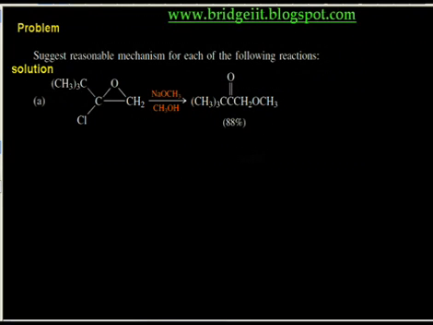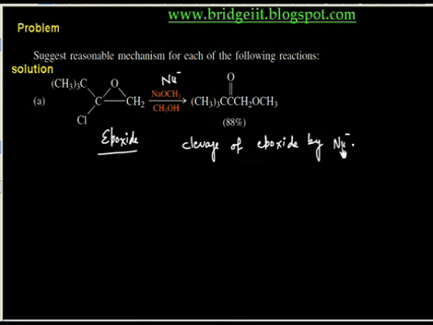Now let us discuss the mechanism of this reaction. Basically OCH3 minus acts as a nucleophile. So you have a nucleophilic attack on the epoxide. So this is an epoxide ring. This is nucleophilic cleavage of an epoxide ring, cleavage of the epoxide ring by a nucleophile. So this is the reaction you have.